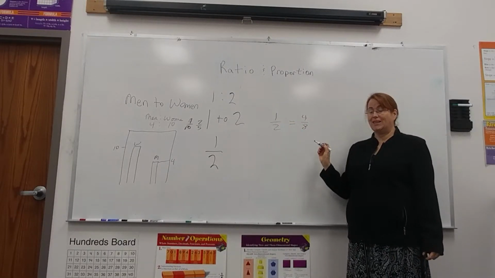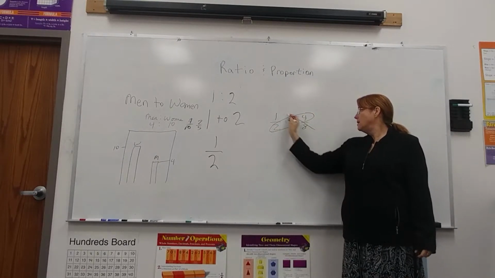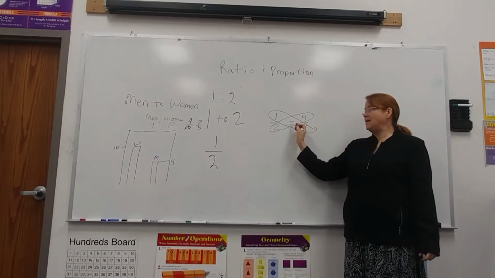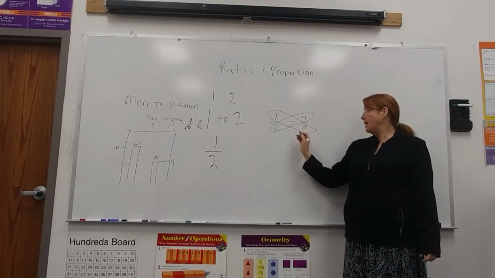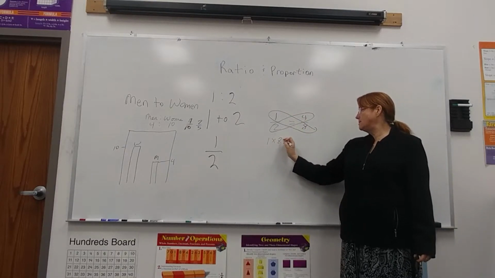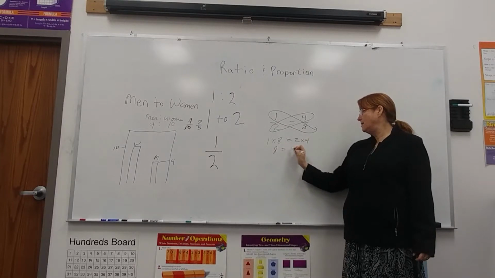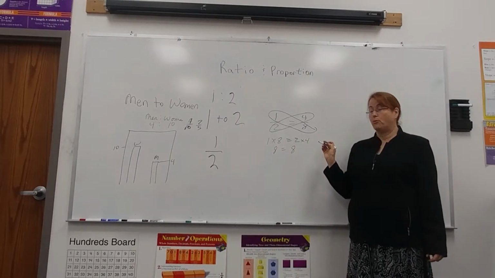The way you check that is something called cross products, and it only works when there's that equal sign. You can pretend like this is a butterfly and that's its body. So cross products: 1 times 8 is the same as 2 times 4. 8 does equal 8. That is a correct proportion.